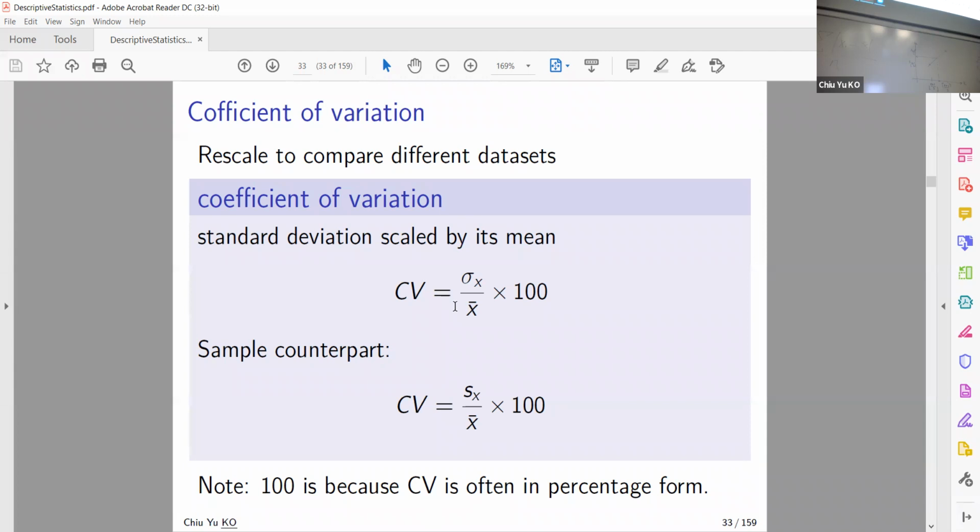Usually the standard way is to also multiply by 100, just to convert to percentage form. Whether you multiply by 100 or not doesn't really matter, but I think Excel does it. But that is something simple, and then the sample counterpart, I just use the sample, so there's nothing deep here.